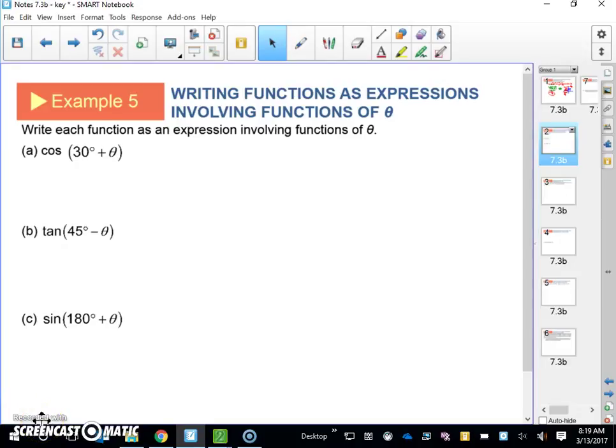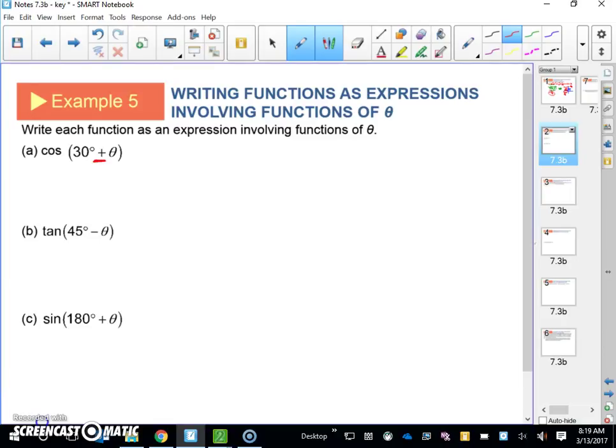Example 5, write each function as an expression involving functions of theta. Okay, I know you've had homework questions like this. You'll get cosine 30 degrees plus theta, and they want the 30 gone. They don't want the 30 degrees anymore. They just want a theta in the answer. Okay. So again, you want to notice the pattern.